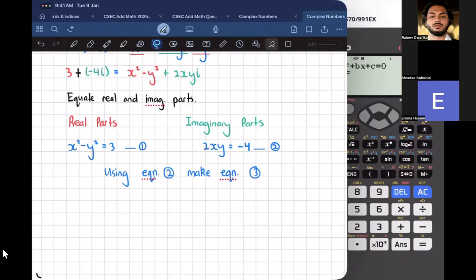But let me continue, right? So Shweta, we're going to use equation two to make equation three. We want to make the subject x or y. Make y the subject. So to do that, you have to divide both sides by 2x. So y would be equal to minus 4 all over 2x. The 2 goes into minus 4 minus 2 times, so that'll be minus 2 over x.